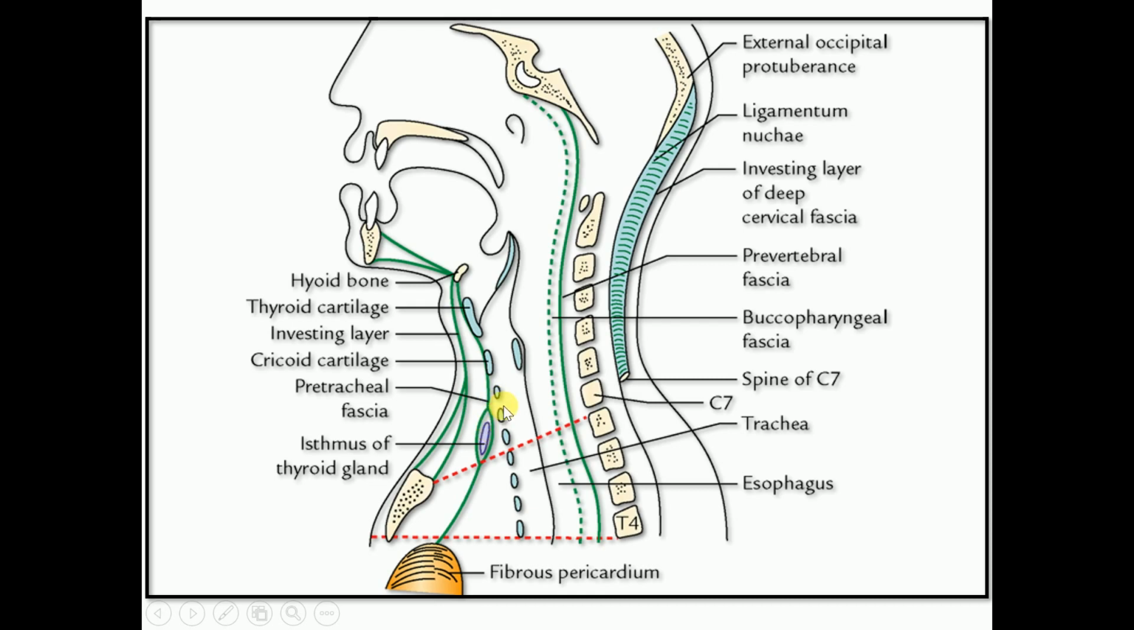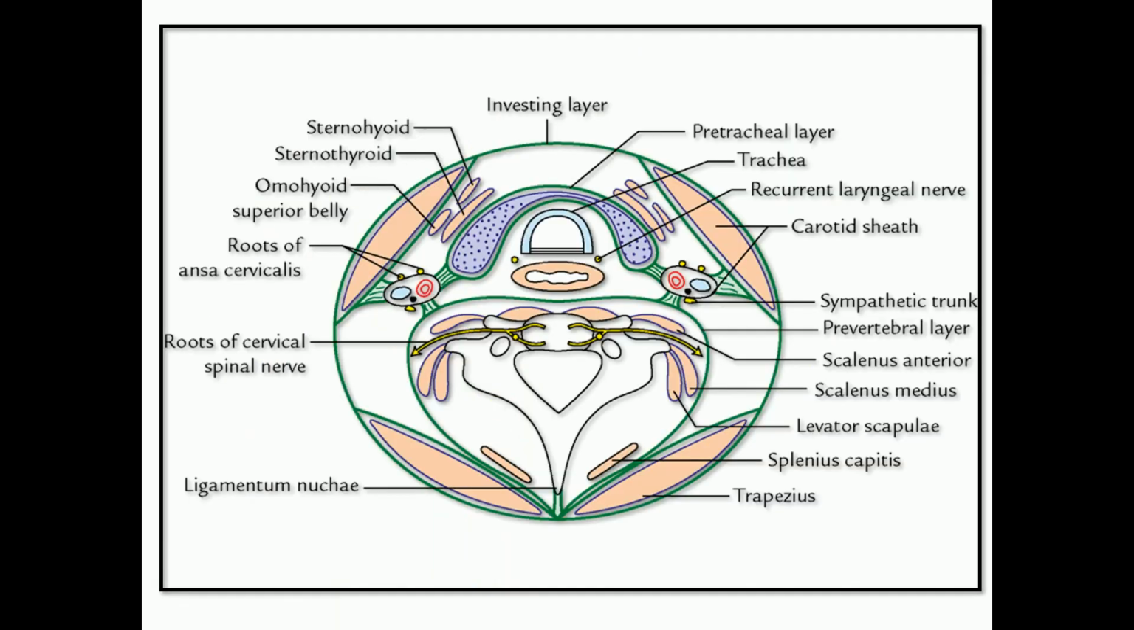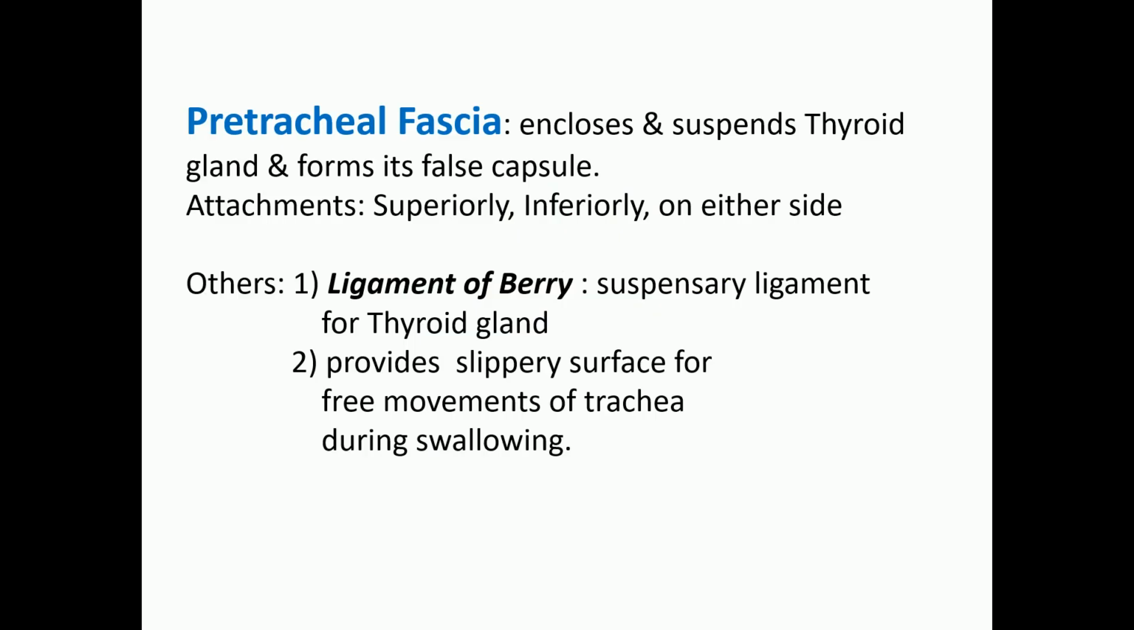Now, this is the pretracheal fascia, which encloses and suspends the thyroid gland and forms its false capsule. The true capsule is actually the condensation of the gland itself, and this false capsule is formed by the pretracheal fascia. Now, a fibrous band called the ligament of Berry, also called the suspensory ligament of the thyroid gland, is derived from the pretracheal fascia, and it connects the capsule of the lateral lobe of the thyroid gland to the cricoid cartilage.